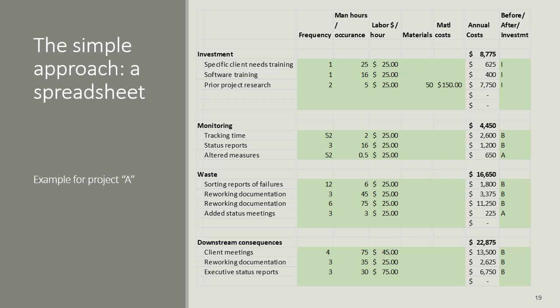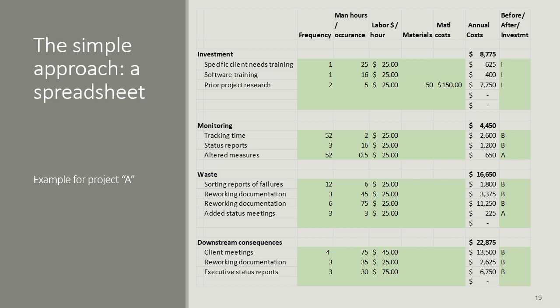Now monitoring is a different category. That's where time is something you spend to measure things. And so we've got three different categories here. Frequency is different, the occurrences are different, and the labor hour is the same. So we look across here. You'll notice the first two are listed as B. Those were techniques that we were using before we made a change to our project methodology. The last row, altered measures, is what we did after the project change was done. And you can see the man hours per occurrence was significantly lower, and therefore the expenditure for monitoring after the change was made was significantly less than the expenditure for monitoring before, B and A over there on the right.